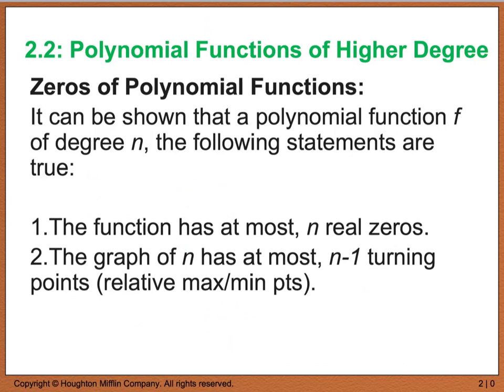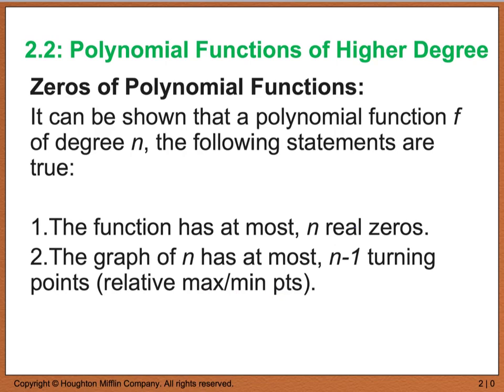Another critical thing that we want to look at when we're dealing with polynomial functions and graphing are the zeros of the function. Now, at most, your function has n real zeros. So if I have a third degree polynomial, at most I can have 3 real zeros. I can also predict the number of turning points I have based upon the degree of my polynomial. So if I have an n degree polynomial, at most I can have n minus 1 turning points. Now turning points are really your maximum or minimum points.